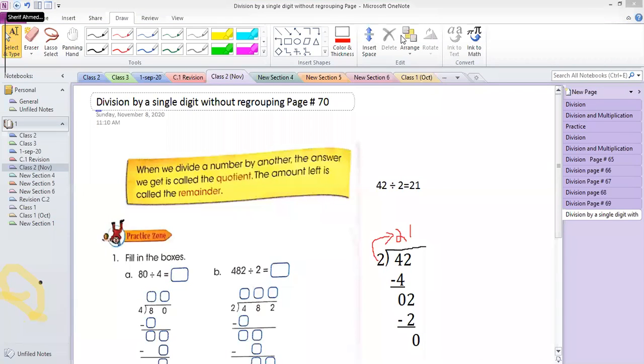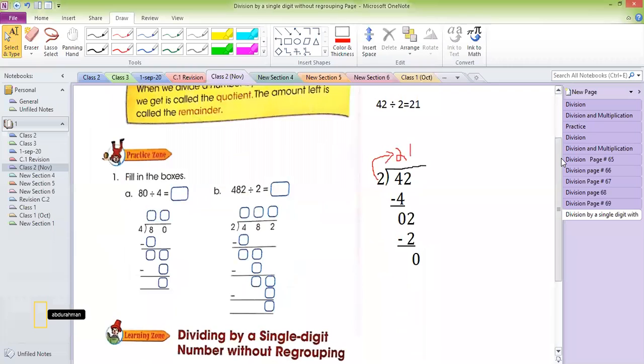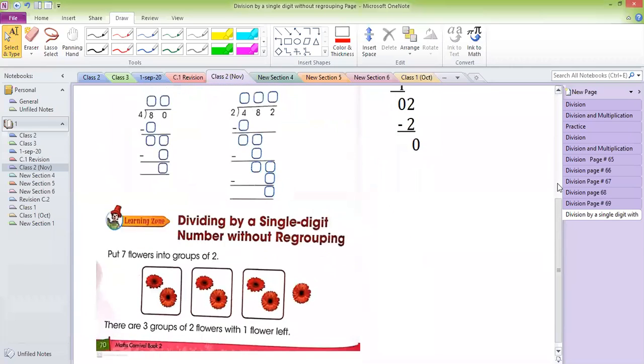It is on page number 70. So please open page number 70. All right. So we are actually, guys, studying division, dividing by a single digit number without regrouping. Wait for a while, guys. All right. I hope it is clear now. Okay, guys. So we are studying dividing by a single digit number without regrouping.